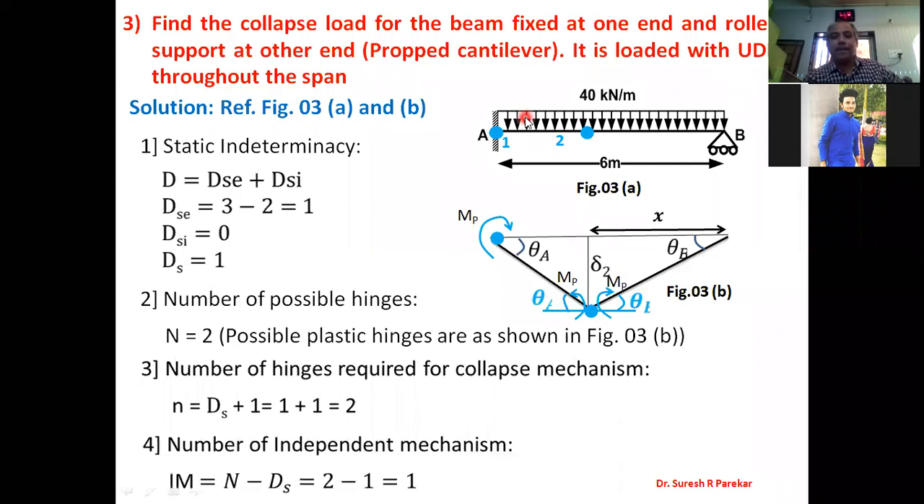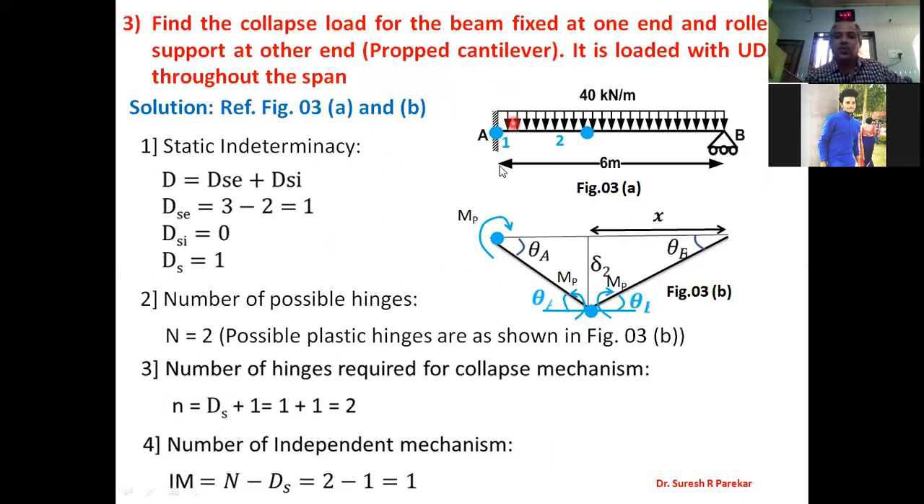Now how many plastic hinges? Where plastic hinges form: first at the fixed support, second in between the supports A and B. Now it is not symmetrical, so it will not form at center, because we have the left support as a fixed support and the right support as a roller support. Here I have considered X from B. Choice is yours if not given in the examination. But if mentioned in the examination, then the choice is not yours. You have to consider whatever is given.